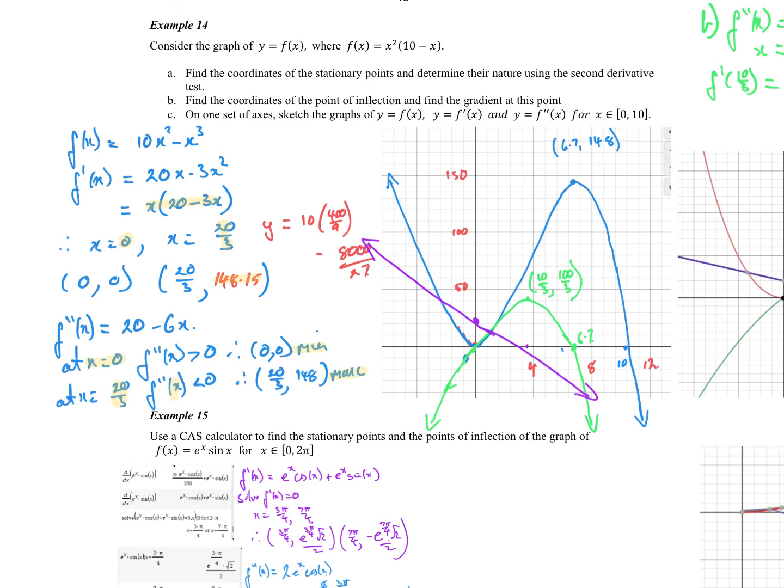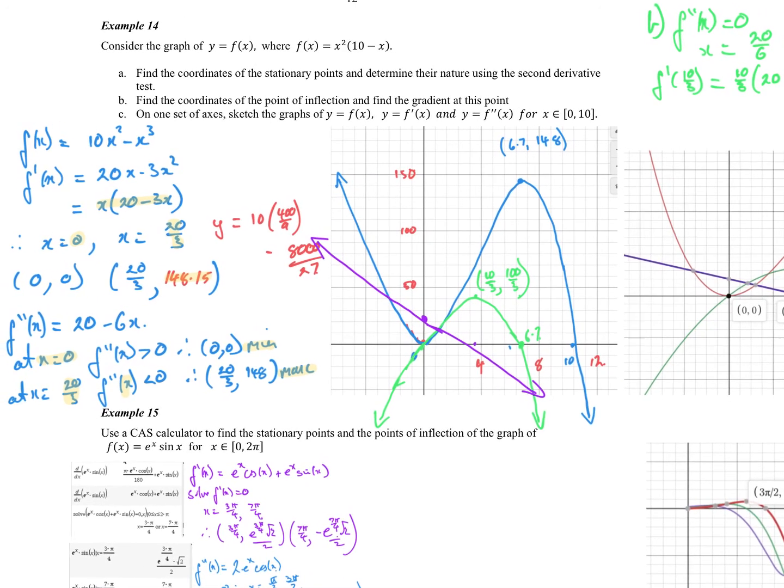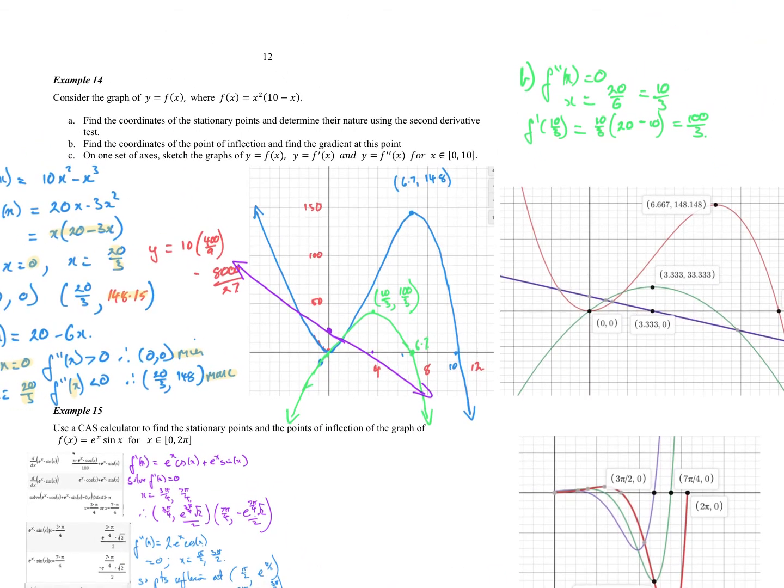Find the coordinates of points of inflection. So I need the second derivative equal to 0. Hopefully I've done that somewhere. F double dash of x is equal to 0, we get x is equal to 10 on 3. To find the points of inflection, find the gradient at this point. At 10 on 3, my gradient is 100 on 3.